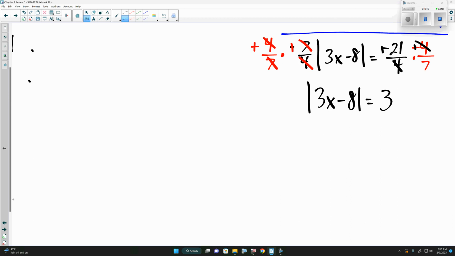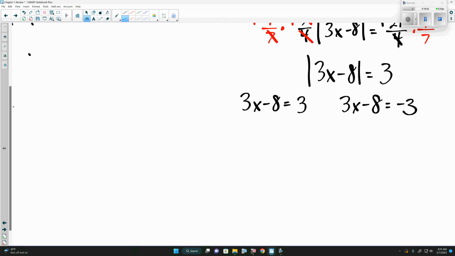Now we know the absolute value of any number is always positive, yes? But what's inside the absolute value, 3x minus 8, could be 3, or 3x minus 8 could be negative 3. Because if what's inside was positive or negative 3, when it comes outside of the absolute value, it'll be positive. So we have to solve both cases.